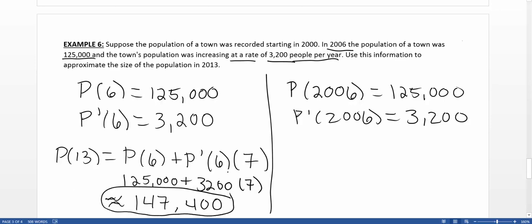We can just say we approximate the population to be 147,400. So again, with this problem, we need to take the information we have about the numbers and turn them into functional notation so we could then apply our formula to what we had.